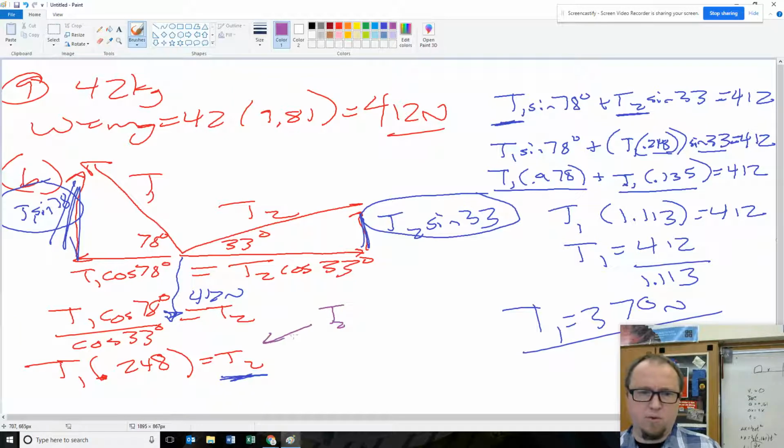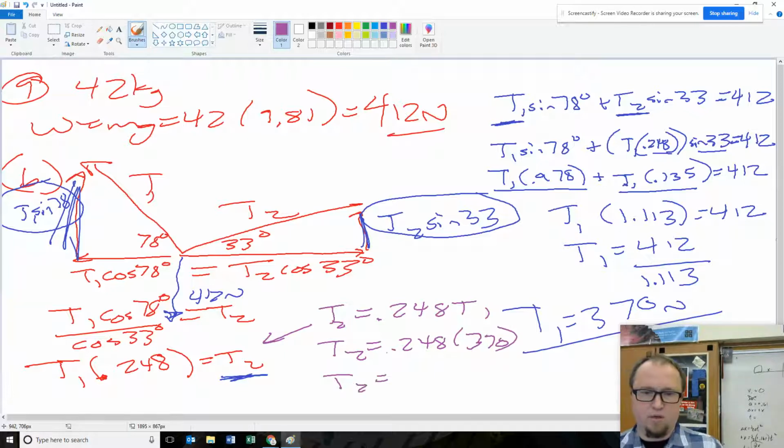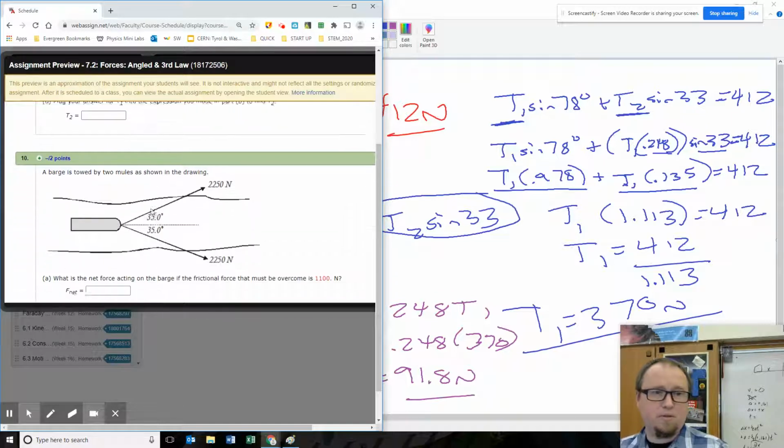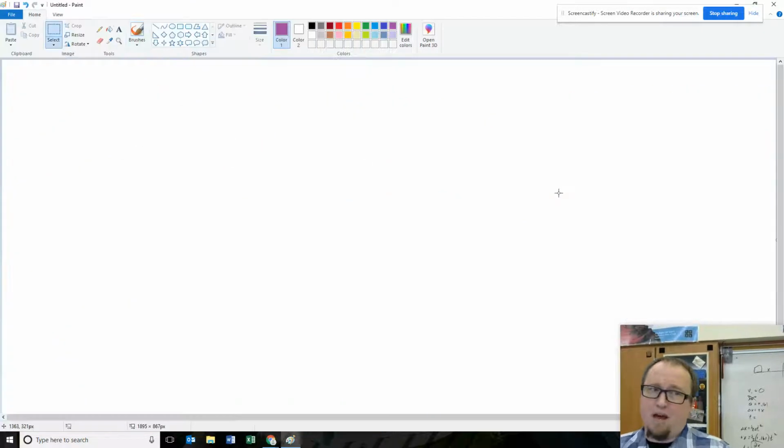So for T2 we're going to use this equation. T2 equals 0.248 times T1. If T1 is 370, I can solve for T2. So 370 times 0.248, I get 91.8. There it is. That's a tricky one. Whenever you're given the weight and you have to break it into its parts, those are by far the hardest ones. Ten, though, not bad.